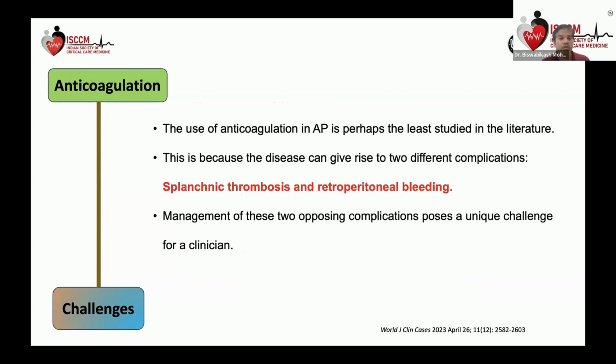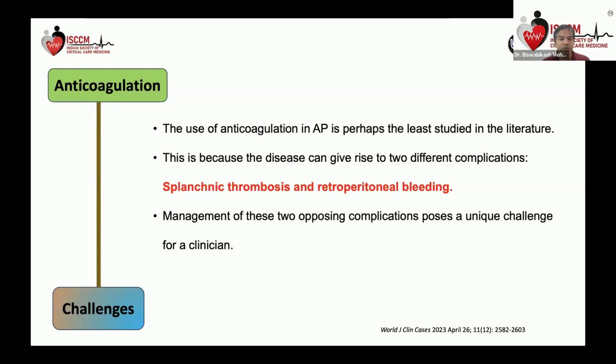The use of anticoagulation in acute pancreatitis has very little study in the literature, and it is challenging because this disease can give two types of complications. One is splanchnic thrombosis, splenic vein thrombosis. Another is that these patients can bleed, like a retroperitoneal bleed. It's a massive torrential bleed. With this, the patient can die also.